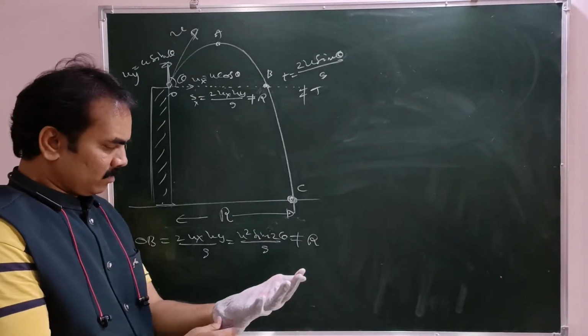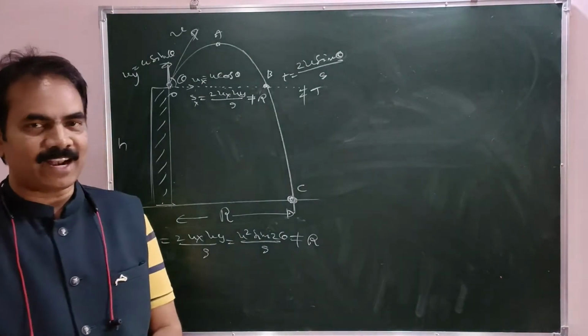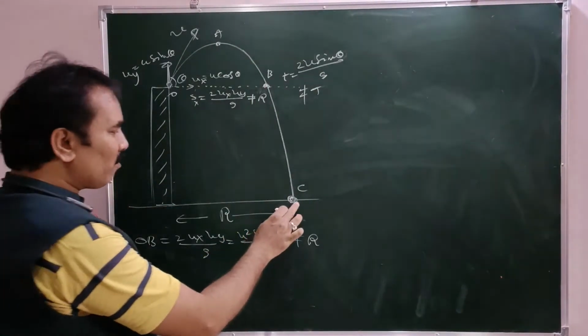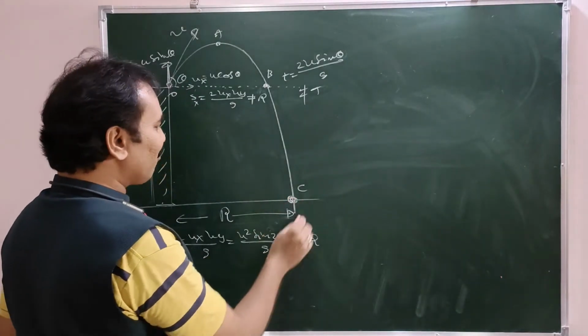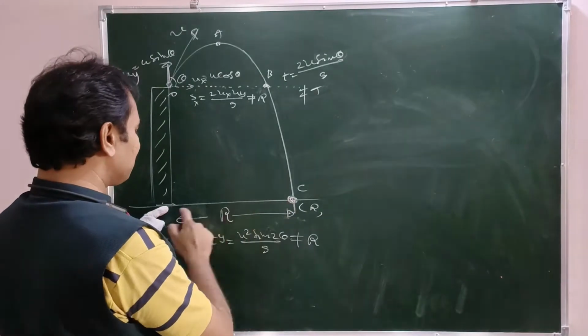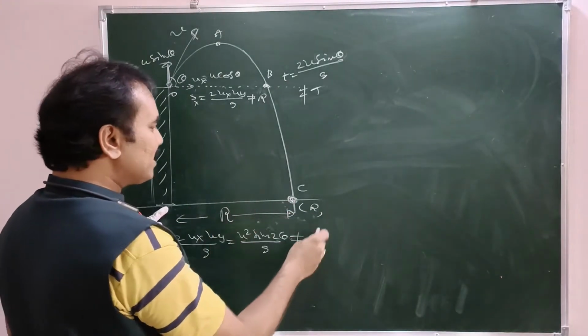Now how to find range? How to find time of flight? It's not the time of flight, as I said. Now what are the coordinates on reaching C? What is the horizontal component? Horizontal distance, that is the x component. The x coordinate is R. What is the y coordinate here?